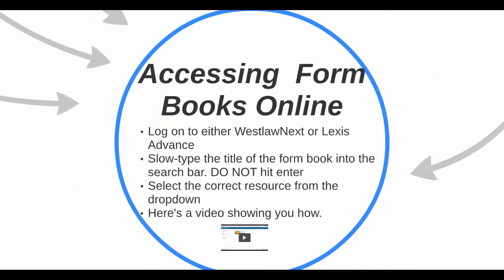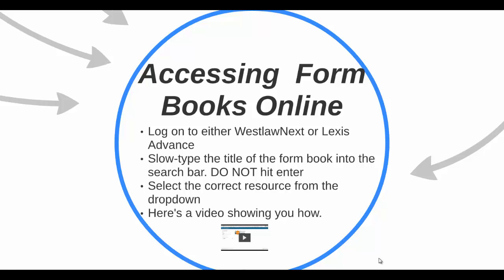So, once you have the title of the treatise that you want, how do you find them? In print, you can obviously come to our library, do a catalog search just like you would for any other book. To access them online, you do it the exact same way that you do the general form books. You either log on to Westlaw or Lexis, whichever one has the treatise that you're interested in, and slowly type the title into the search bar. Don't hit enter, and the drop-down list will appear, and you can select the treatise that you are interested in.